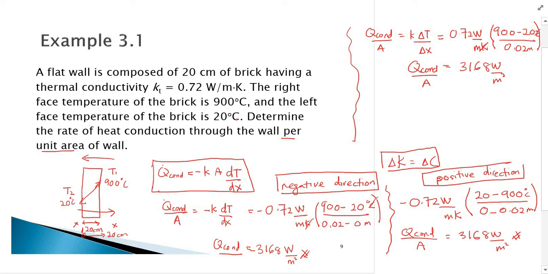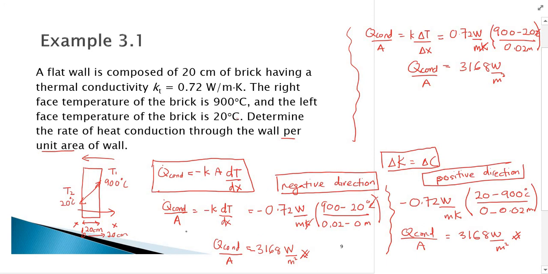So here for k put negative 0.72 W per mK. Your initial T is 900, so 900 minus 20. Okay, and your x is 0.02 minus 0 because you're going to the negative direction. So with this equation, plug in all this, including the negative sign at the front of k, your Q conduction over area is equal to negative 3168 W per meter squared. So it's negative in the negative direction.